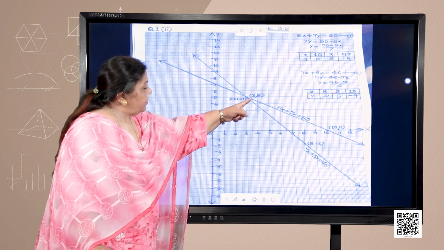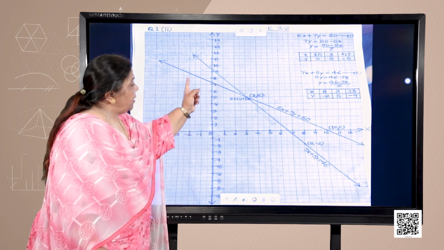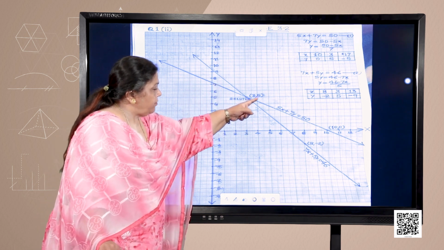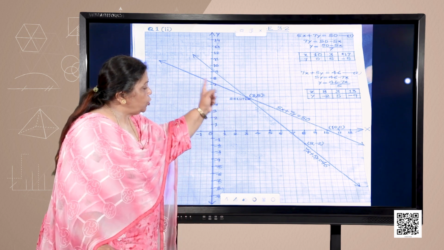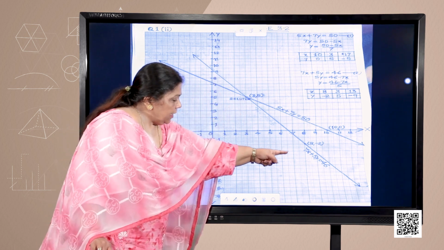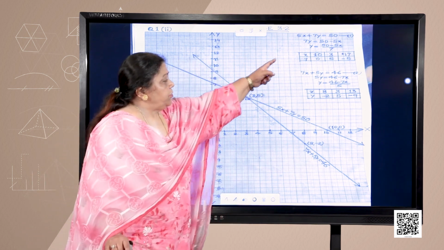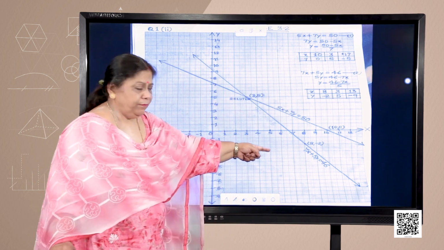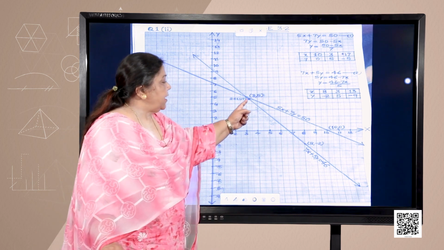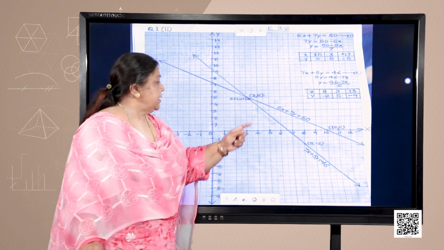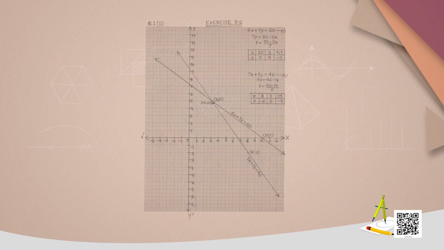The lines which are meeting at the common point (3, 5) give the unique solution of these two equations. The other equation was 7x plus 5y is equal to 46. The points you can see which we calculated are shown here. If we plot, they meet at a common point, and that is the solution of these equations.